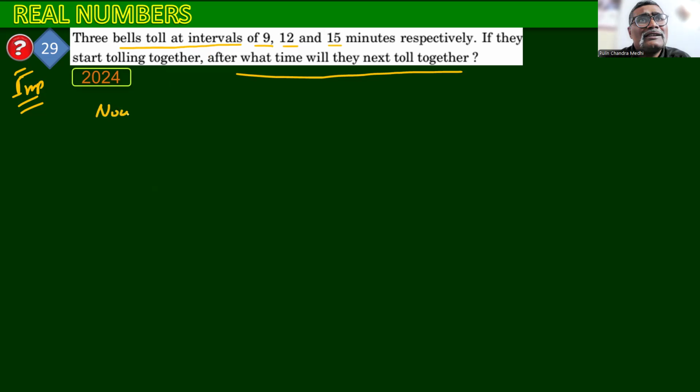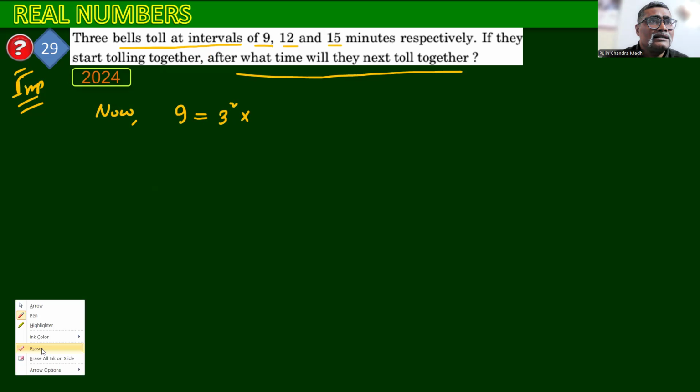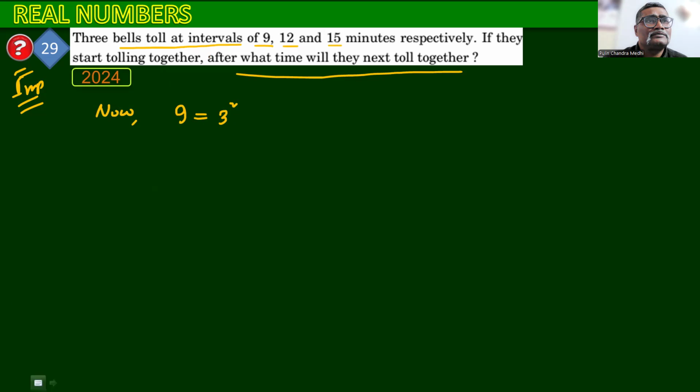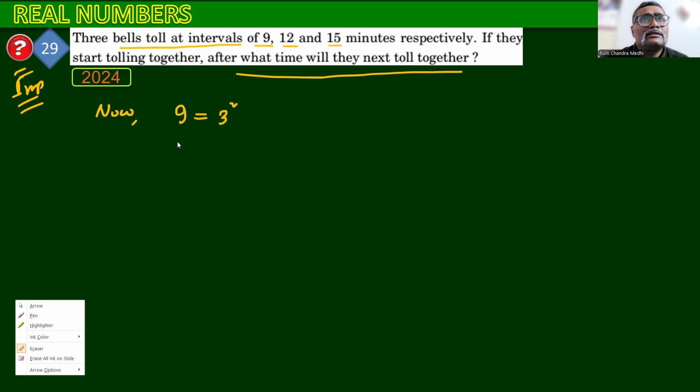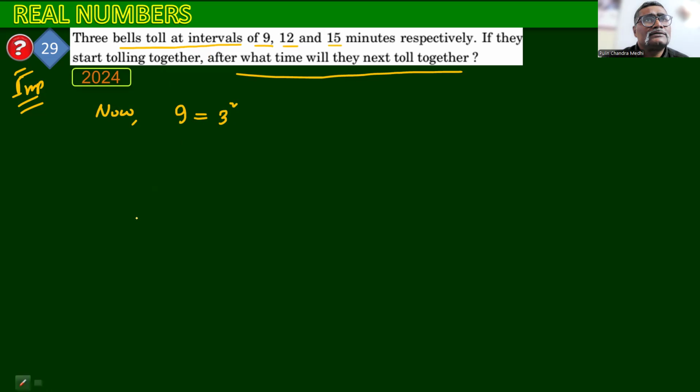So you will write a statement, but first you write 9 equal to 3 square. Sorry, this multiplication is not there. 9 is 3 square only. And then 12 is equal to 2 square into 3. And 15 is equal to 3 into 5.